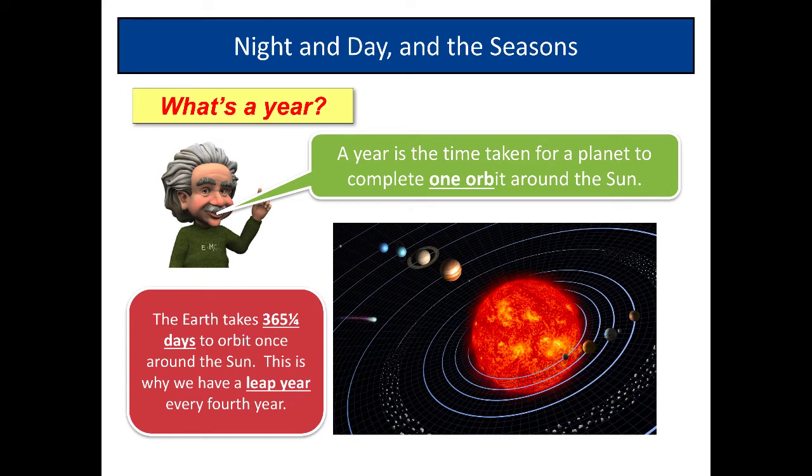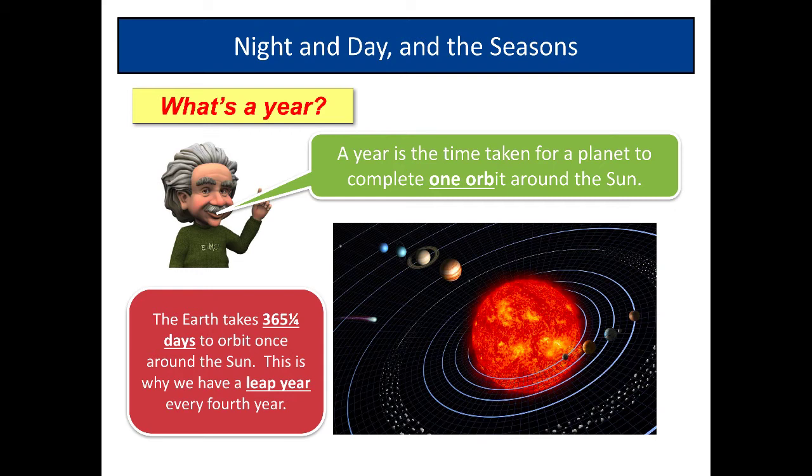Now the Earth takes 365 and a quarter days to orbit once around the Sun. That quarter is very important. So the Earth takes 365 and 1/4 days to orbit once around the Sun. Because it's a quarter day, what they do is add up the quarters. So we've got 4 years' worth of quarters equals 1 day.